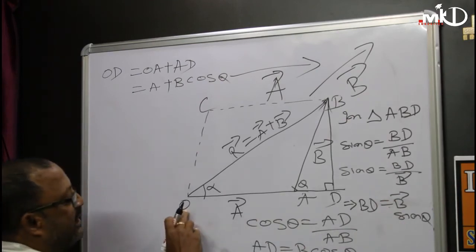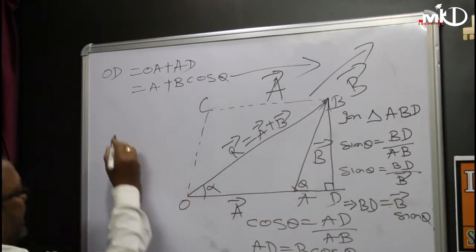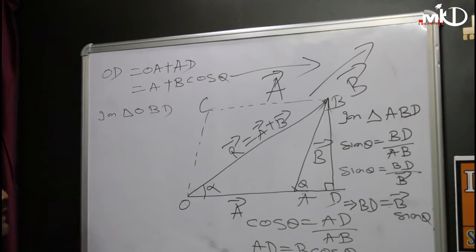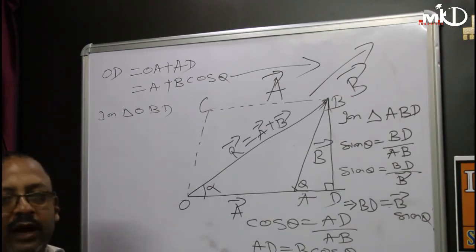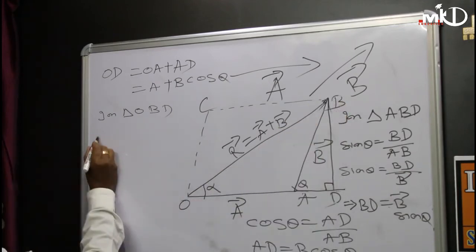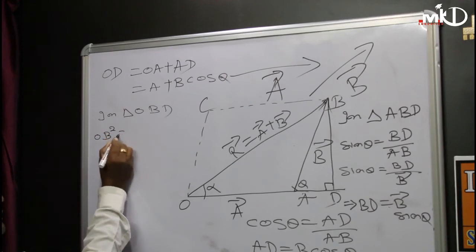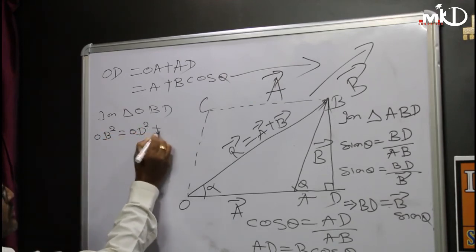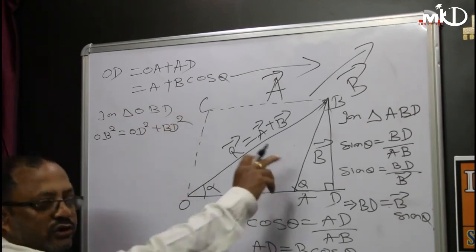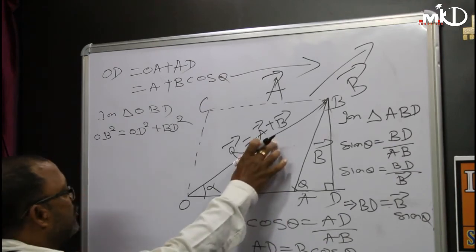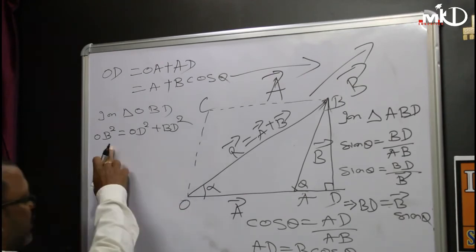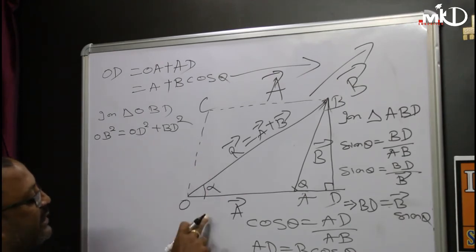Now we will consider this right angle triangle OBD. In the right angle triangle OBD, we have to apply the Pythagoras theorem. In the Pythagoras theorem, the hypotenuse OB square is equal to OD square plus BD square. The square of the hypotenuse is equal to the sum of the squares of the other two sides. Therefore, OB square is equal to OD square plus BD square.